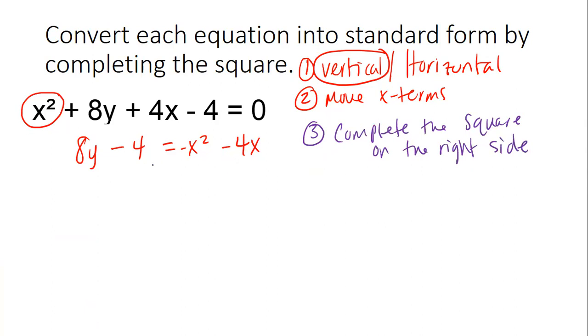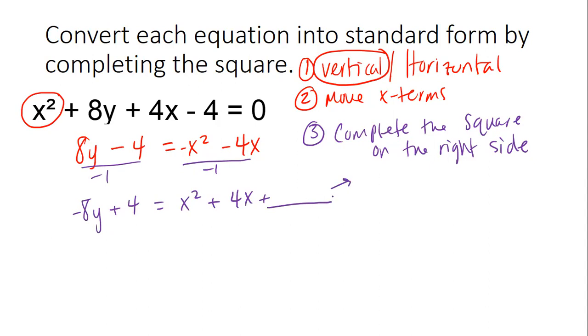All right. So the first thing I have to do in order to complete the square is that my leading coefficient has to be +1. Is it +1? No. So in order to become +1, I have to divide everything by -1. So I have -8y plus 4 equals x squared plus 4x. Now I can complete the square.